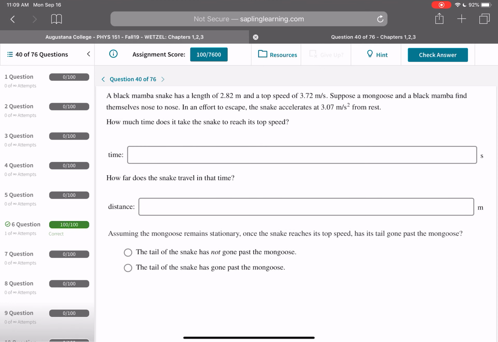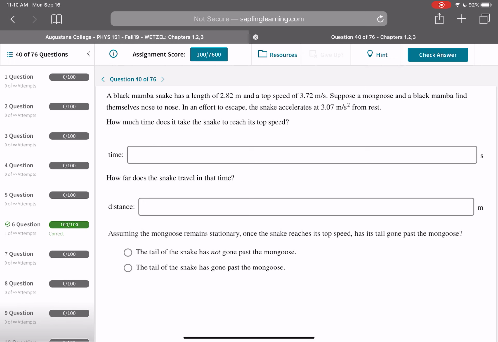Okay, halfway there. A black mamba snake has a length of 2.82 meters and a top speed of 3.72 meters per second. Suppose a mongoose and a black mamba find themselves nose to nose. In an effort to escape, the snake accelerates at 3.07 meters per second squared from rest. How much time does it take the snake to reach its top speed? So it's got a top speed of 3.72 meters per second, and it can accelerate at a rate of 3.07 meters per second squared. Use the same equation.